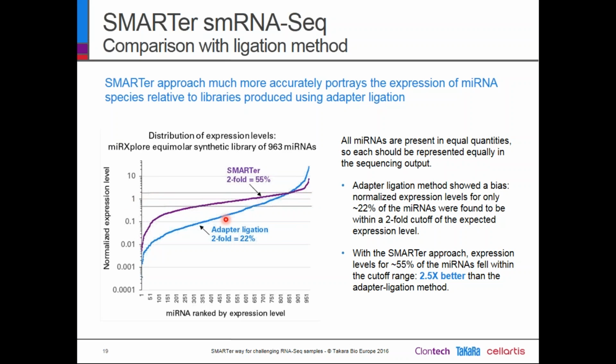We see for the adapter ligation method that only 22% of the microRNAs were found within a 2-fold cutoff on this expected expression level. So this is reflecting these differences in the efficiency of adapter ligation. With our SMARTer method, we are able to obtain 55% of the microRNAs that fell within this cutoff range. So it shows that our method is at least 2.5 times better than the adapter ligation method, and that the expression of microRNAs will be more representative using SMARTer methods than with adapter ligation.